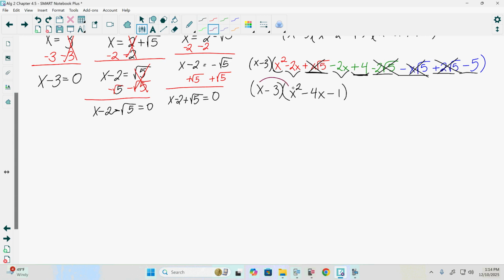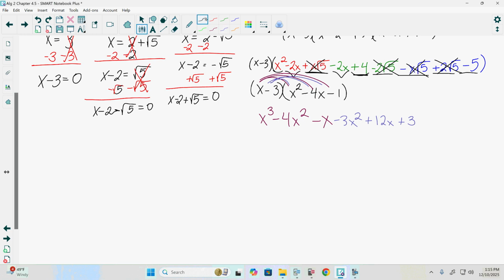Last but not least, we do this one more time. X times x squared is x cubed. X times negative 4x is negative 4x squared. X times negative 1 is negative x. We're also going to distribute the negative 3. Negative 3 times x squared is negative 3x squared. Negative 3 times negative 4x is going to be plus 12x. And negative 3 times negative 1 is plus 3.